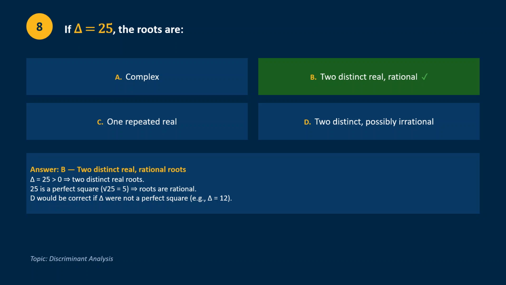Even better, 25 is a perfect square. The square root of 25 is 5, which is a whole number. That means when you plug into the formula, the plus or minus 5 in the numerator will produce rational roots, not irrational ones. So we get 2 distinct, real, rational roots. The discriminant tells us a lot before we even finish solving.